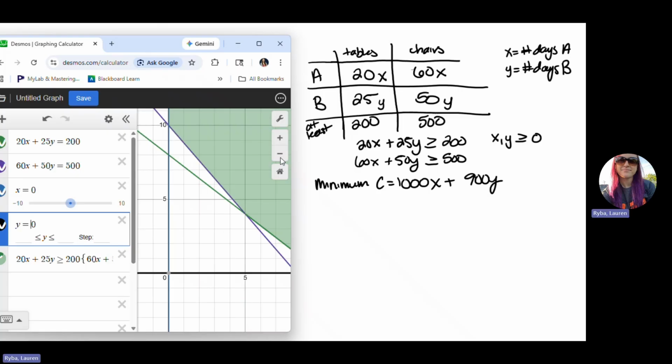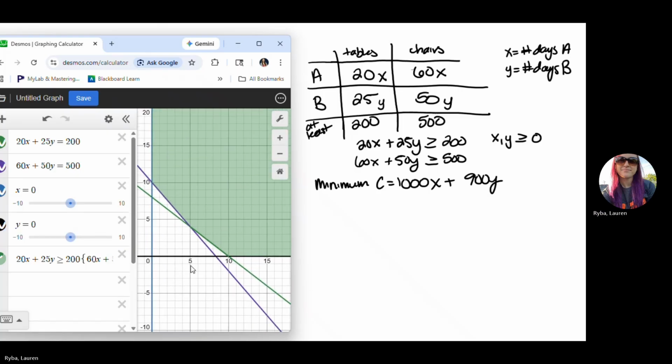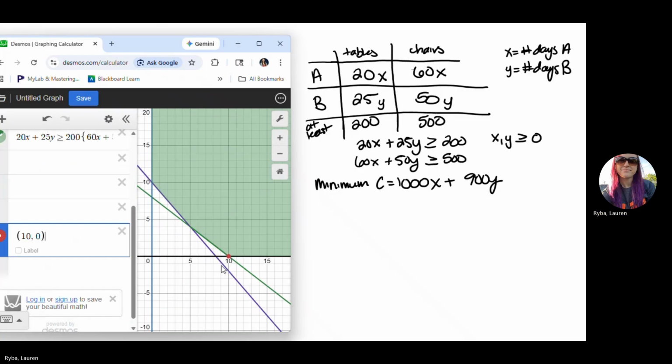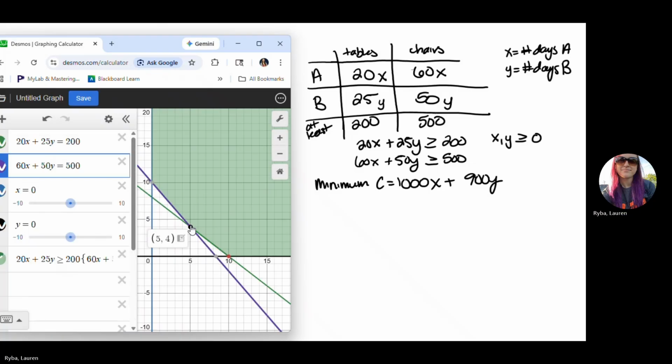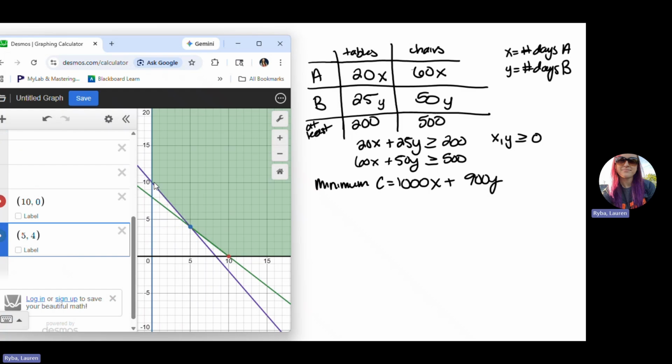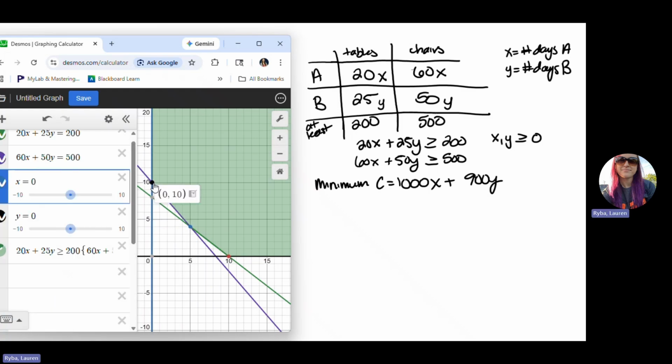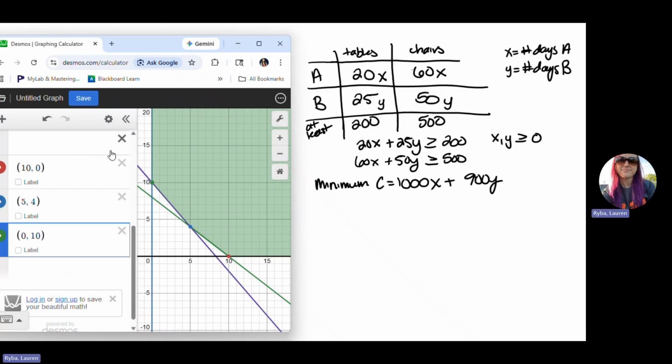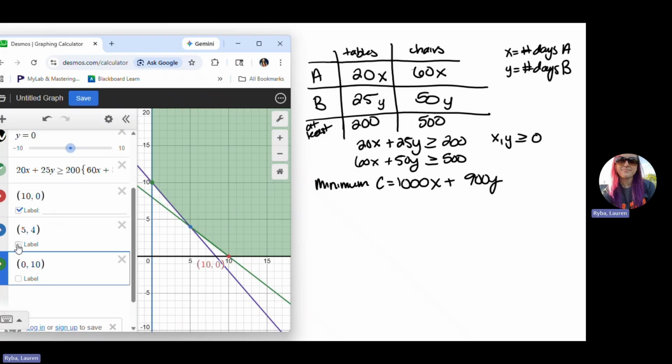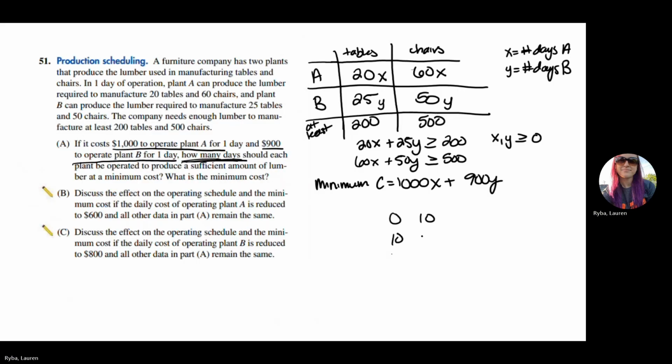All right. So this is unbounded, but there's a corner. There's a corner, and there is a corner. I have all these extra blanks in here. So the corners are 0, 10, 5, 4, and 10, 0. And 5, 4.